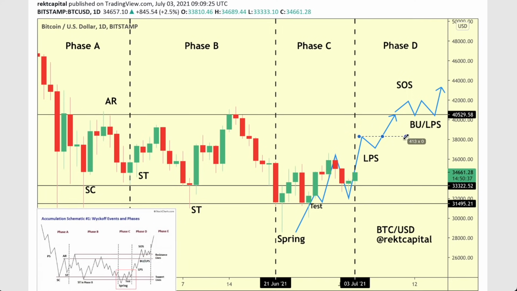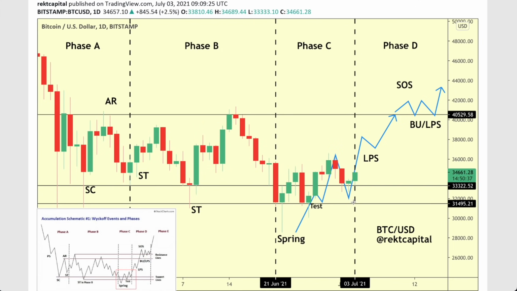And if we do reach 38,000, then a pullback towards the mid 30,000s would probably be on the cards, which could even get us to 36,000 for an old resistance, new support test. So probably an overextension to 38, back to 36, 35 before challenging the top of the range, 40,500 in phase D. So that looks to be the trajectory at the moment, but we can't talk about the three-step trajectory if we don't break 36,000. As long as we break 36,000, then this Wyckoff accumulation schematic is still very much on the cards.